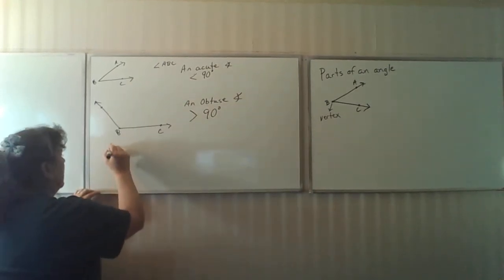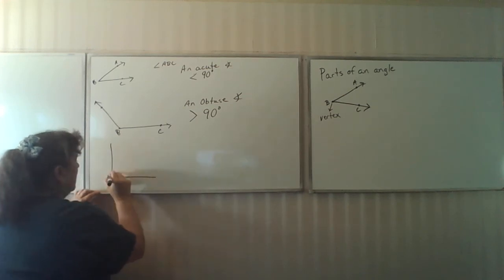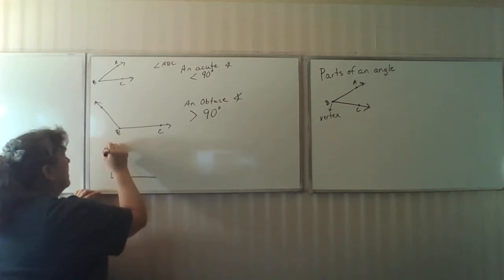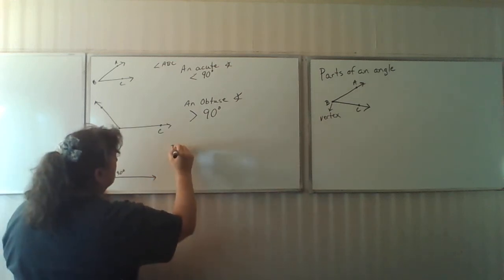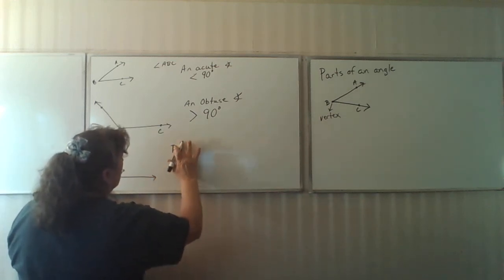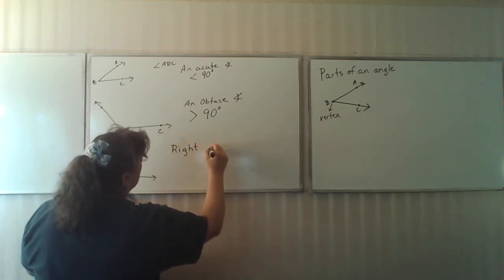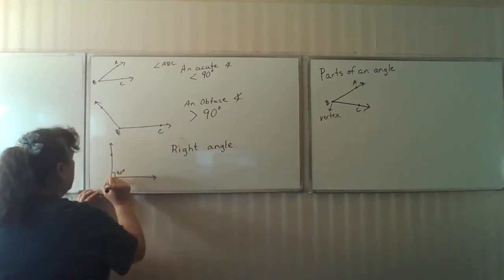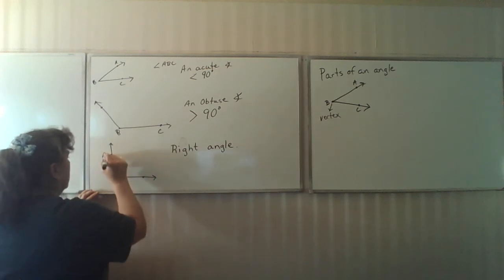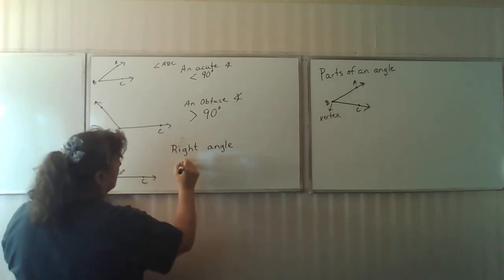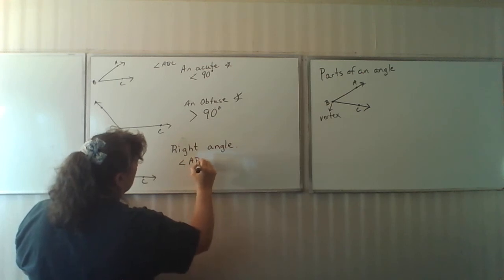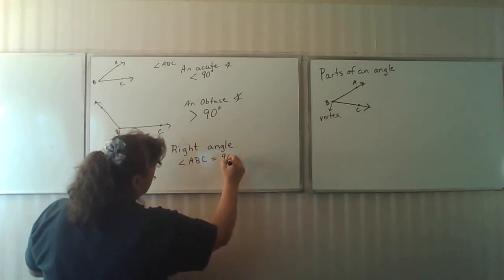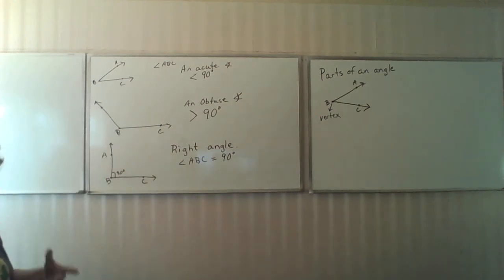Now, a third angle with 90 degrees on it is called a right angle. Just to shorten the word, a right angle. And in this case, angle ABC equals 90 degrees. So we have three kinds of angles that you see here, plus one more.